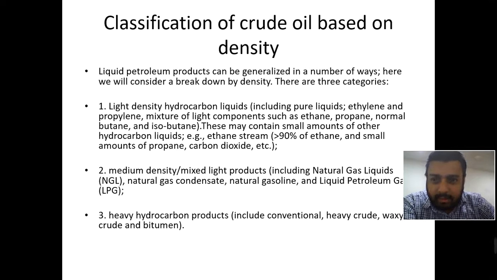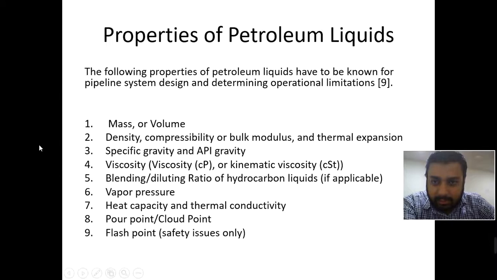Now, first look at the properties. What kind of properties do we need to be careful about? First of all, the volume. Then the density. We will talk about them one by one. Then specific gravity and API gravity. Then the viscosity. Then the diluting ratio of hydrocarbons. The vapor pressure. The heat capacity and thermal conductivity. The pour point, cloud point, and flash point.